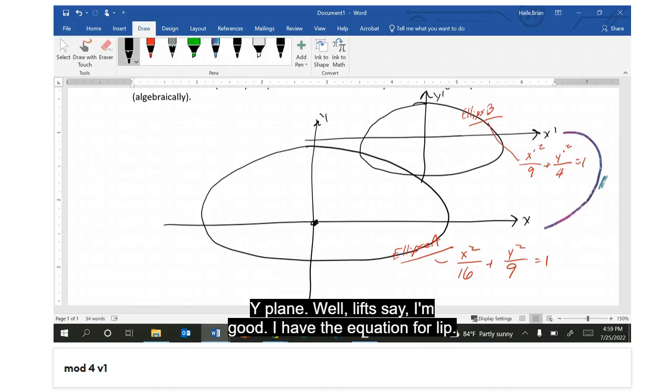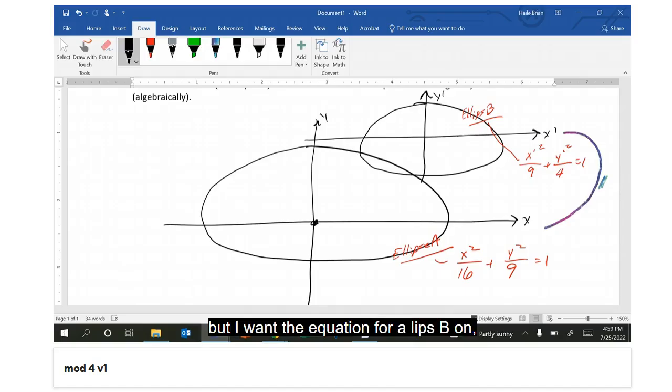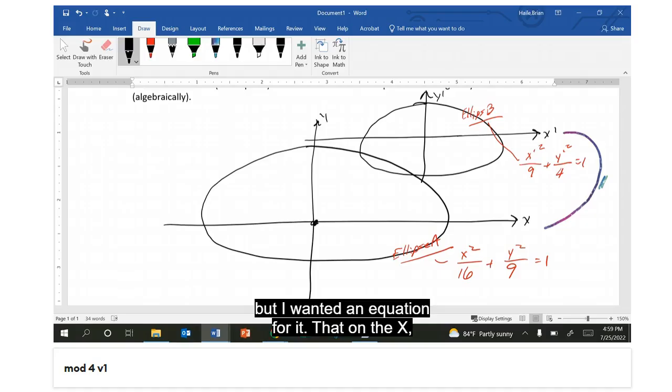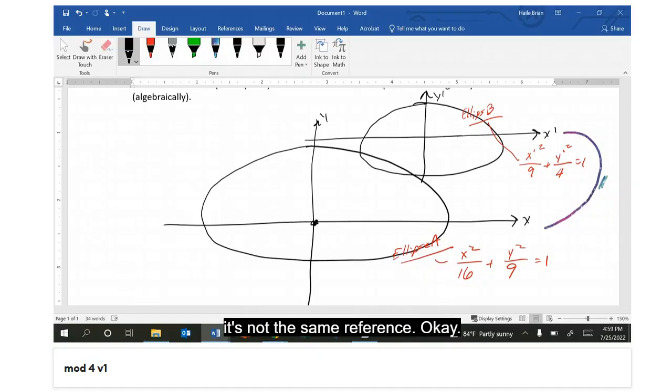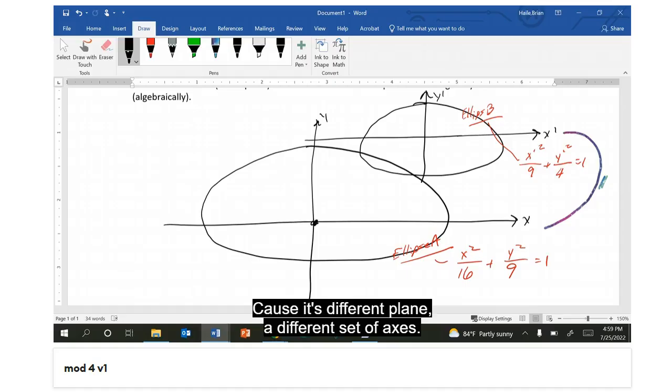Well, ellipse A, I'm good. I have the equation for ellipse A on the XY plane. I don't want to move ellipse B, but I want an equation for it that's on the XY plane. We've got a very nice one in the X prime Y prime plane, but that's not the same positioning, so to speak. It's not the same reference, because it's a different plane, a different set of axes.